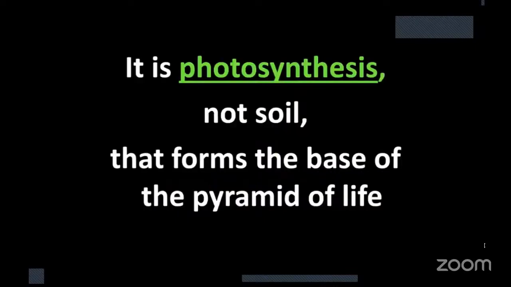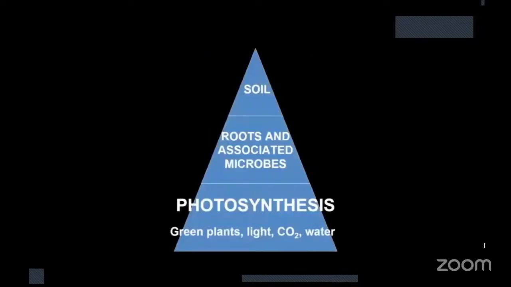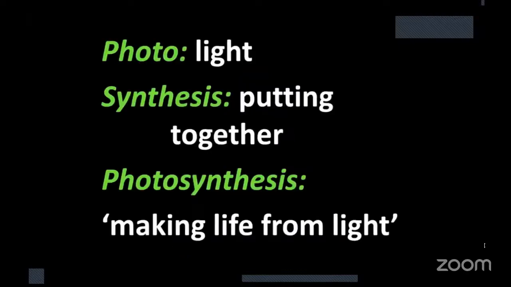So it's photosynthesis, not soil, that forms the base of the pyramid of life. So our pyramid looks like this. We have photosynthesis on the bottom, which requires green plants, light, carbon dioxide and water, the basic ingredients. Roots and their associated microbes. If we were out in the field, we'd be looking at the roots. How deep are they? How vigorous are they? Do they have rhizosheaths? How many different kinds of roots are there? And when we get a great diversity there and everything functioning effectively, then we can build topsoil. And as I said, we can build it quite rapidly. So that word photosynthesis basically means photo means light, synthesis is putting together. So the word means making life from light.